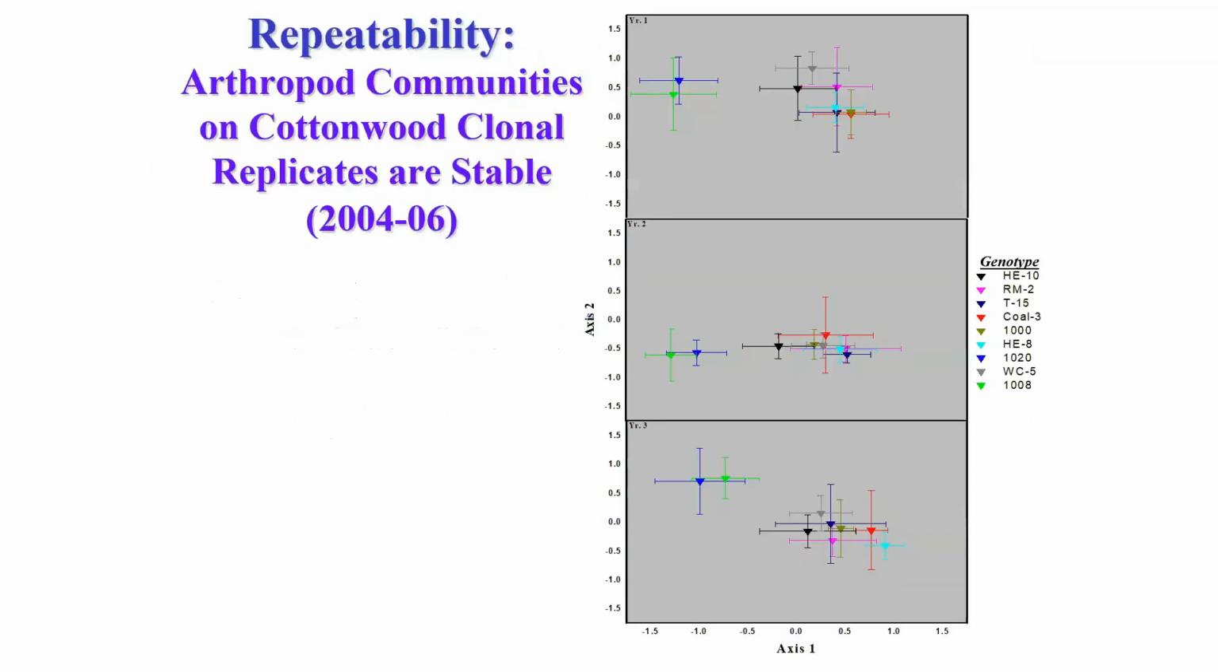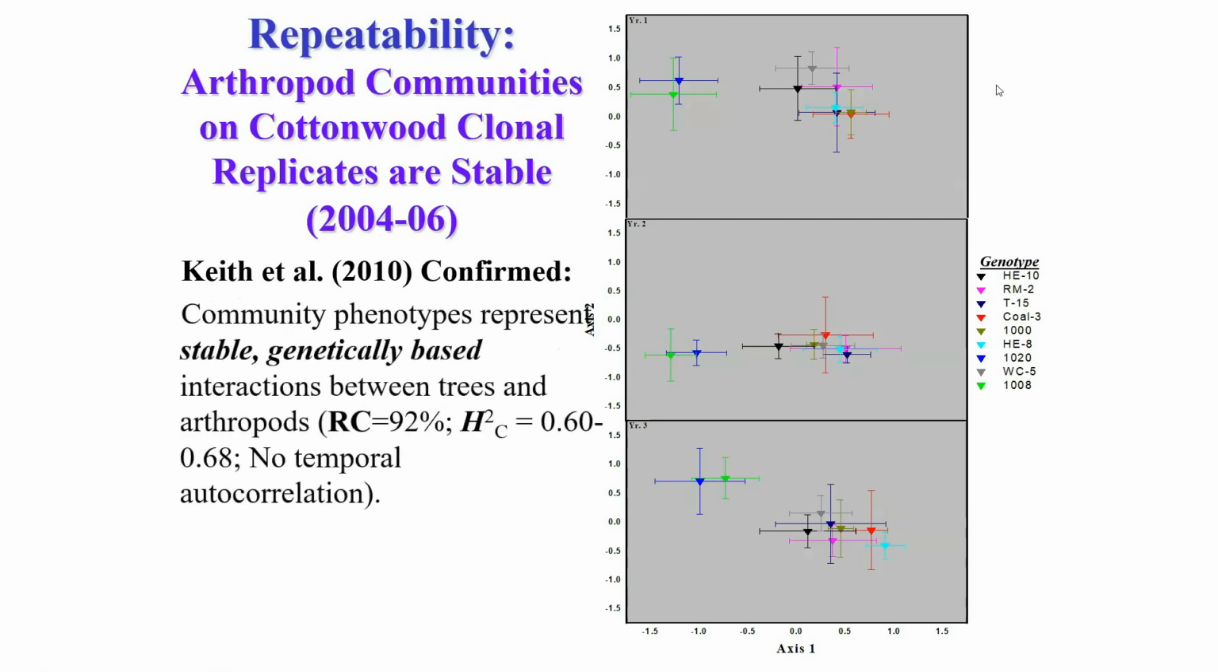The first question can be answered using a study that was conducted by Art Keith in 2010, where he documented the repeatability of cottonwood communities on clonal replicates in a common garden, with data collected between 2004 and 2006. What we're looking at here are the individual genotypes of trees that are color-coded, and the crosses represent the NMDS scores that comprise these communities. What Keith showed was that community phenotypes across these 3 years are stable.